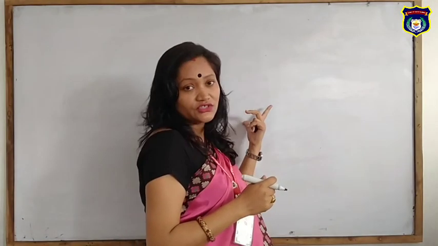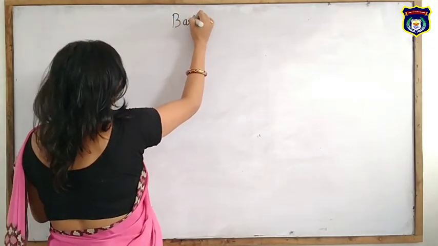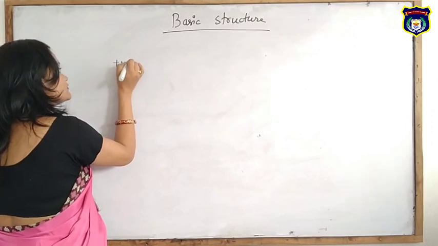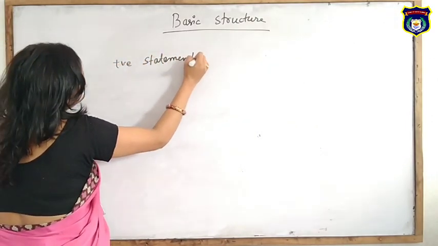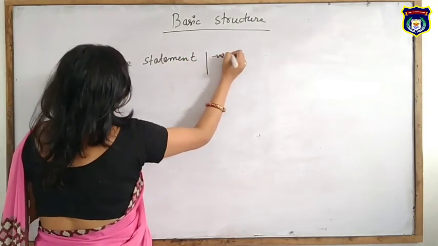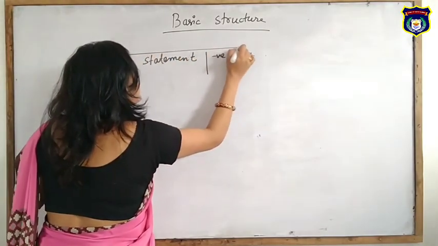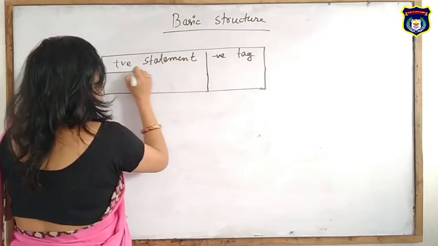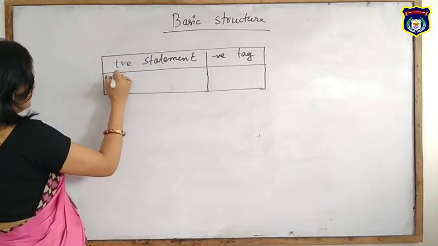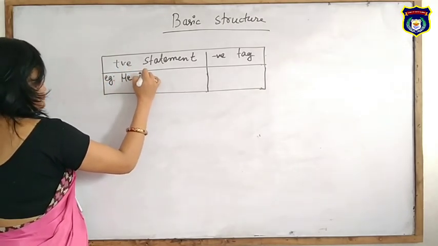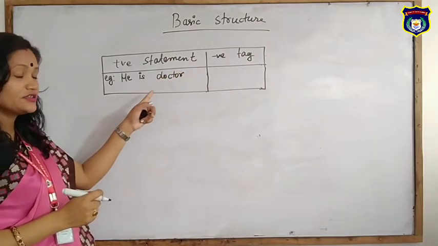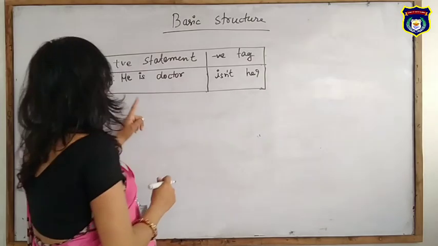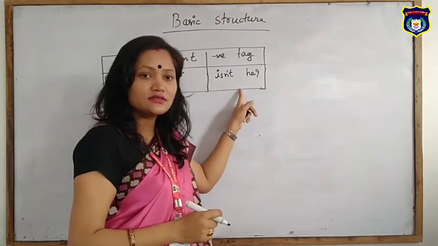Now what happens? What is the basic structure of a tag? So as to understand in an easy way, I am mentioning here: positive statement, negative tag. So, example, he is a doctor. This is the statement. What's the tag of it? Isn't he? So, the statement is positive. The tag of it is negative.